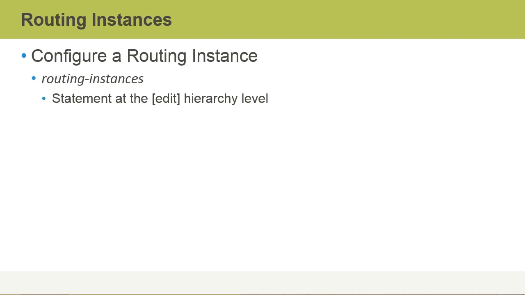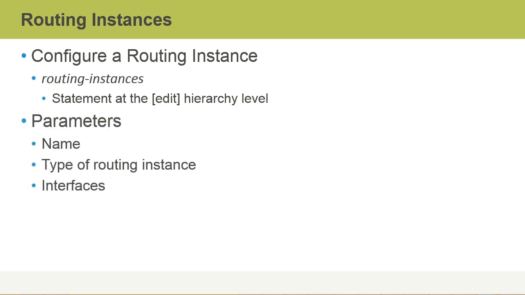So go into global configuration, and once in global configuration, there is a set routing instances command. Now, when creating your own routing instances, there's a number of parameters that you'll specify. First thing is you'll specify the name of the routing instance, and then you'll have to specify what type of routing instance it is and which interfaces correspond with that routing instance. In this video, we introduce you to the concept of routing instances.